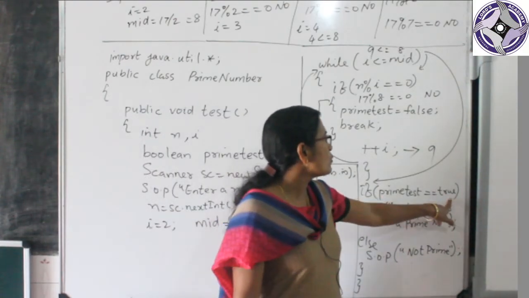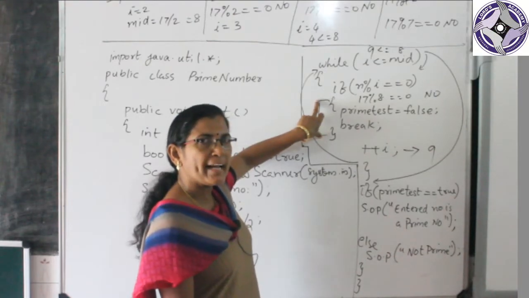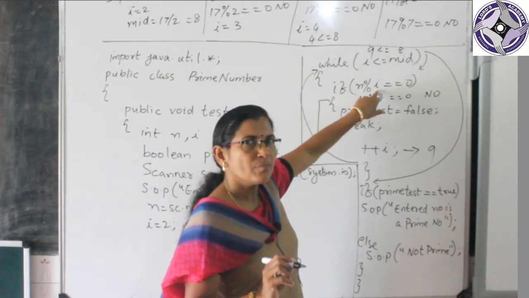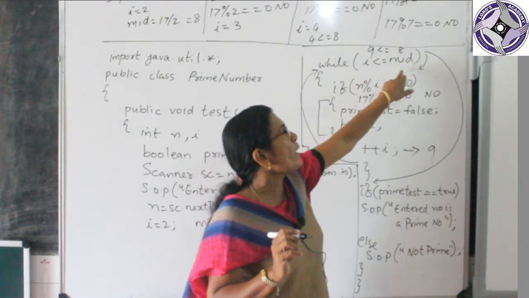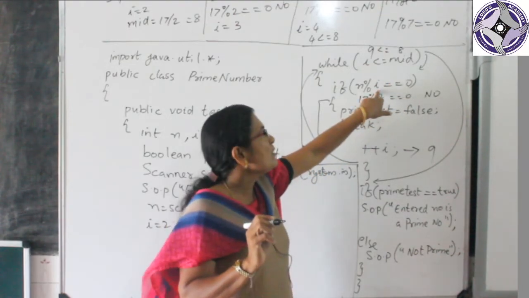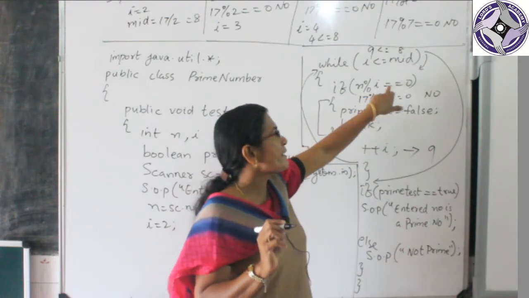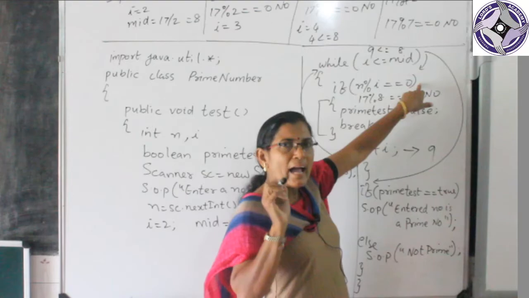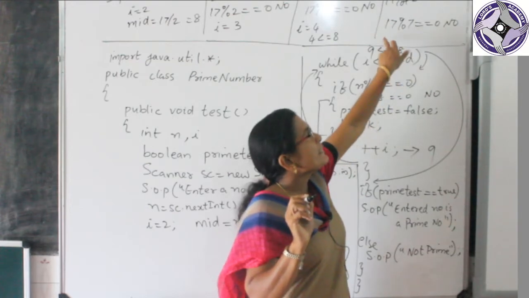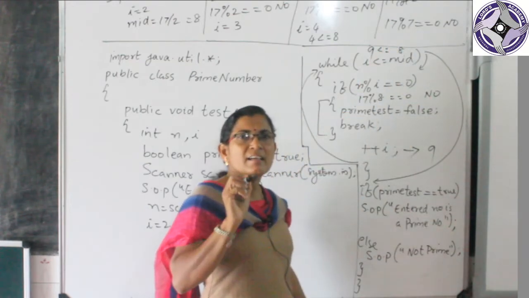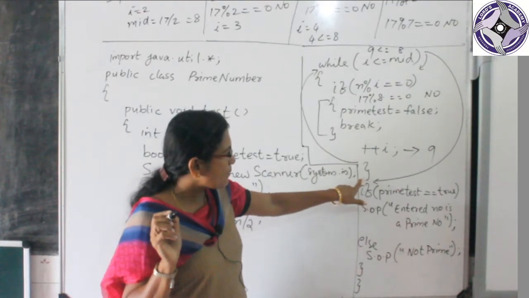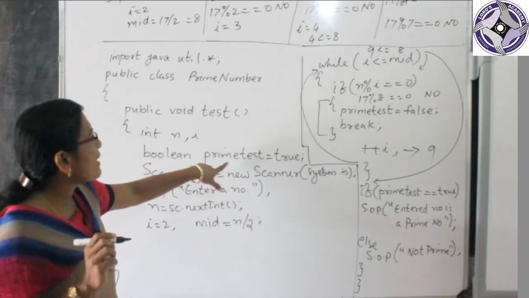If prime test equal to true, this part never got executed as we did not find any divisor for n. We took all the numbers from 2 to 8 for the variable I and we divided. We never got the remainder as 0. That means that no values from 2 to 8 are the divisors of the entered number 17. 17 doesn't have any factors other than 1 and 17. So control came out. Prime test remains with the value true.